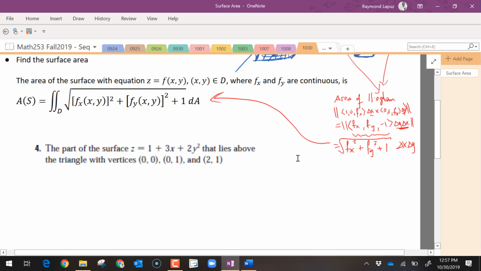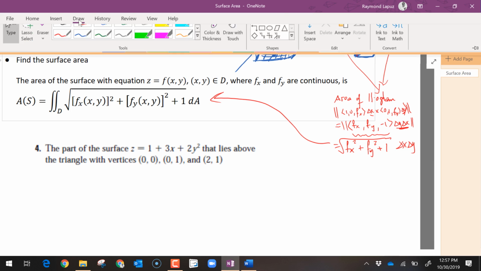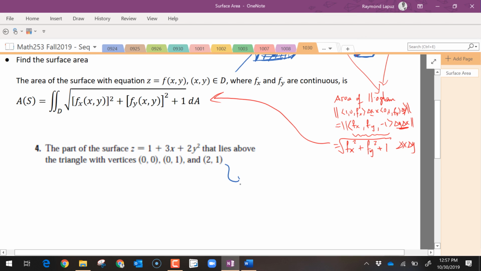So we have a surface that lies above the triangle with vertices 0, 1. So I think what we need to do first is to try to figure out what this region is. So let's figure out the region. We can graph it. We got 0, 0, 0, 1, and 2, 1. 1, 2, 1. That's up here.